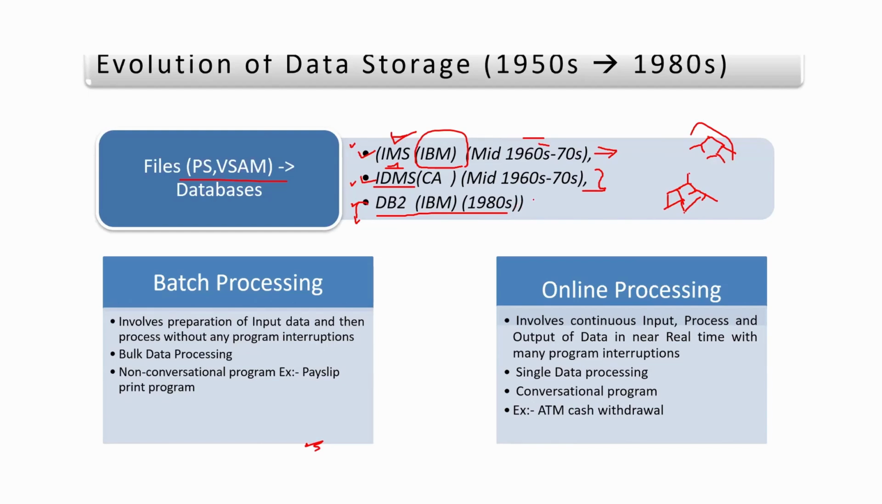If you take any big companies which automated their software in 1960s or 70s, they would have used IMS, and after 1980s they would have purchased the DB2 software as well. So the data will be there in both the databases.